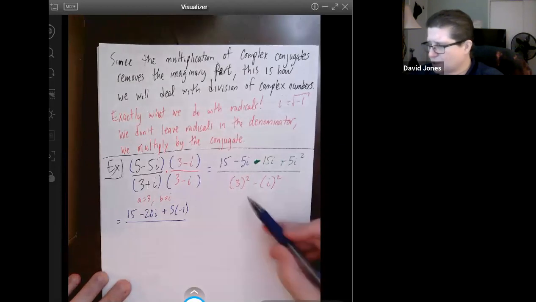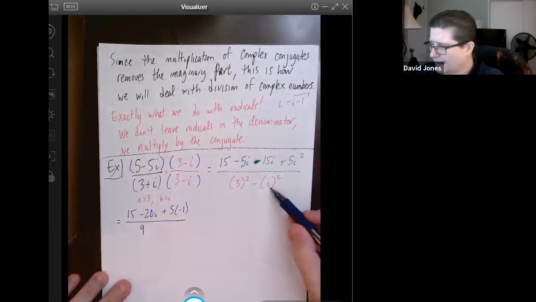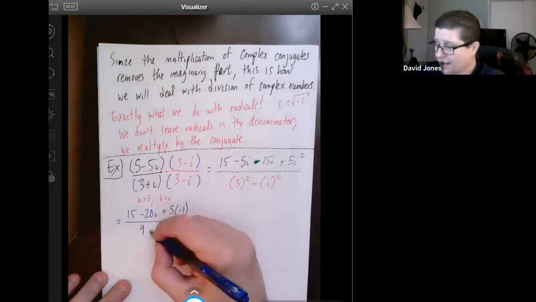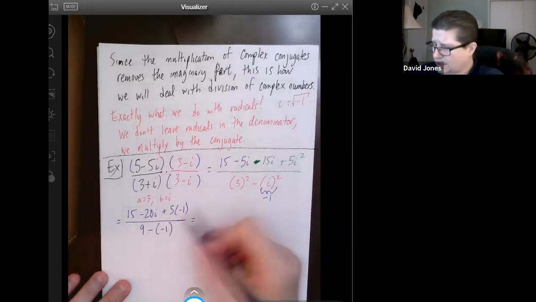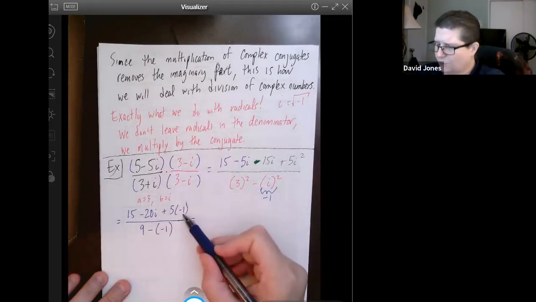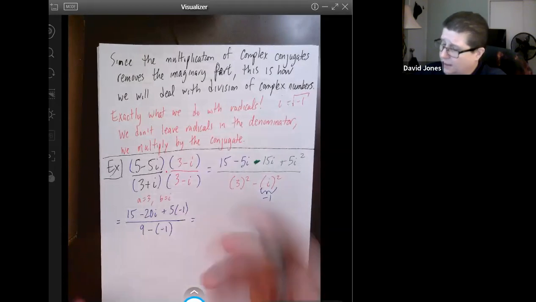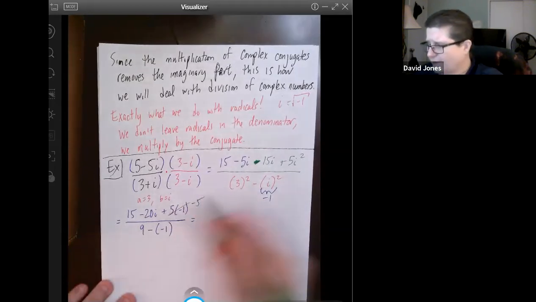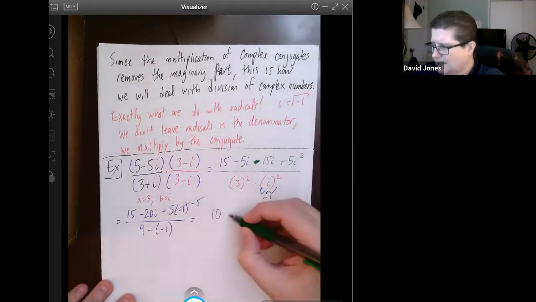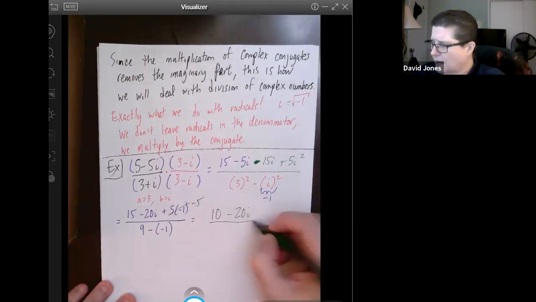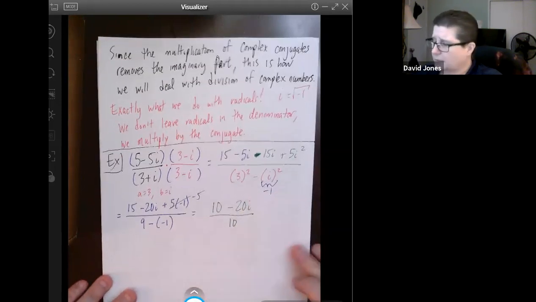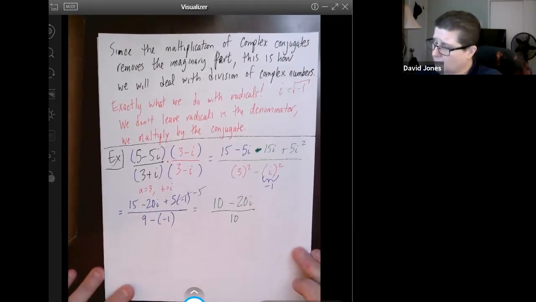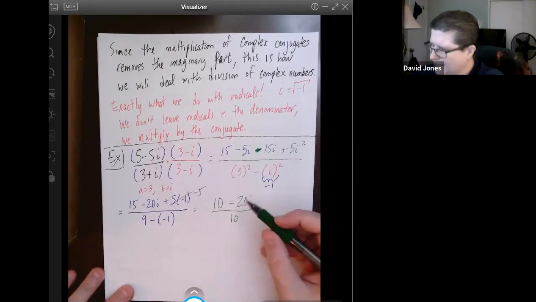On bottom, 3 squared is 9. And i squared was negative 1. So I've got 9 minus negative 1. So this is 15, and 5 times negative 1 is negative 5. So I've got 15 minus 5 is 10, and minus 20i. On bottom, I've got 9 minus negative 1 is positive 10. And the top, I can factor out the 10, or you can separate it.